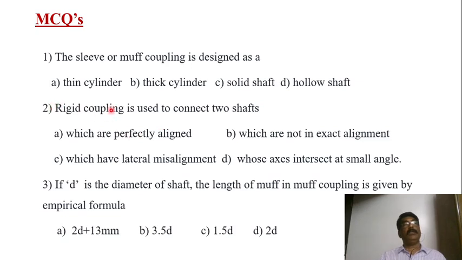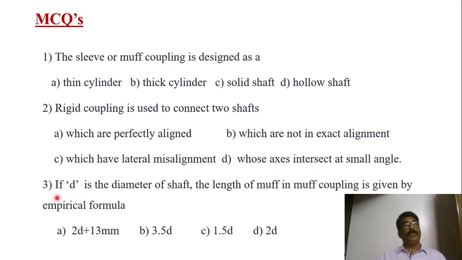Second question: a rigid coupling is used to connect two shafts which are perfectly aligned, which are not in exact alignment, which have lateral misalignment, or whose axes intersect at a small angle. The answer is the first one, which are perfectly aligned. So we know that a rigid coupling is used to connect two shafts which are perfectly aligned. So the answer is A.